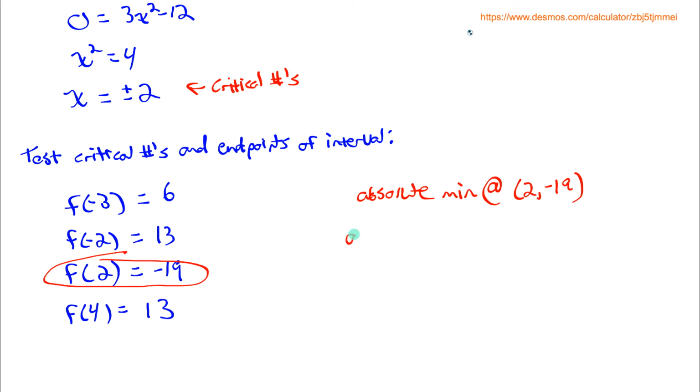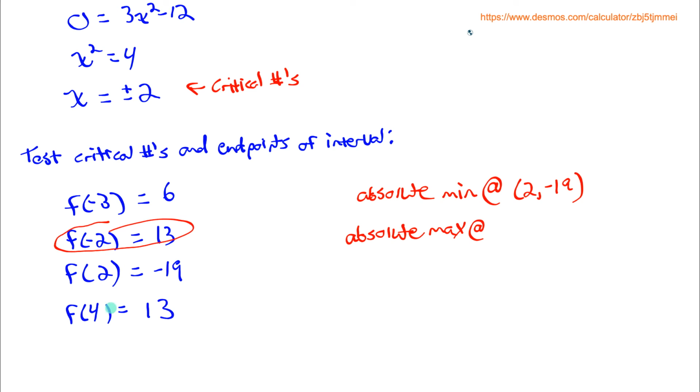And where's the absolute max? Absolute max at, well, notice the highest y value occurs twice. It occurs at an x value of -2 and at an x value of 4. They both have a y value of 13, and that's the highest the y value will ever be on that interval. So there are 2 absolute max points at -2, 13, and 4, 13.